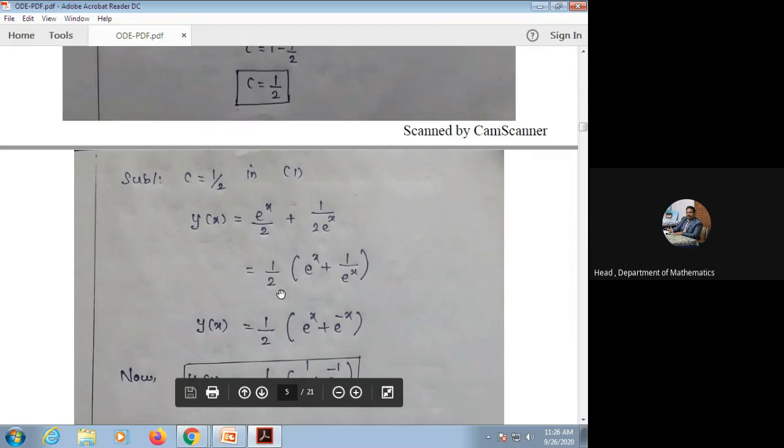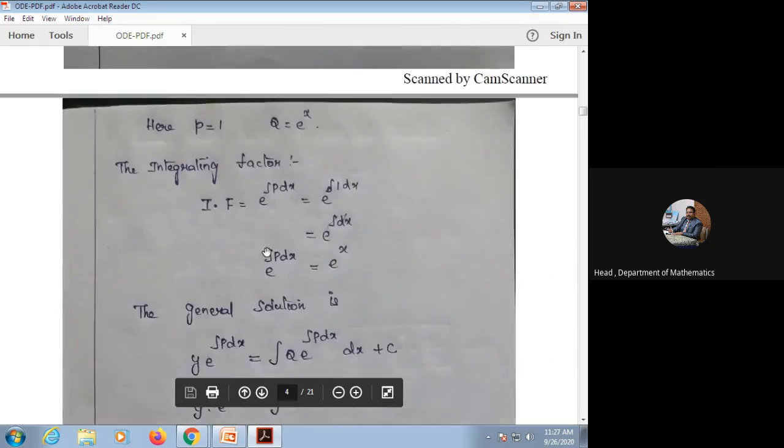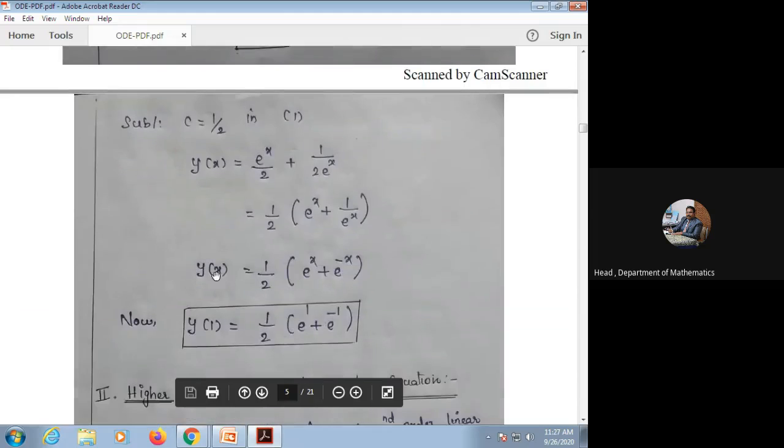Now, taking 1 by 2 as common, in the first term we get e power x plus 1 by e power x. We know 1 by e power x is written as e power minus x. Therefore, this is the solution of y of x. But in this question, we want the value of y of 1. So we put x equal to 1 to get the y of 1 value. Therefore, y of 1 equal to 1 by 2 times e power 1 plus e power minus 1. This is the solution for y of 1.